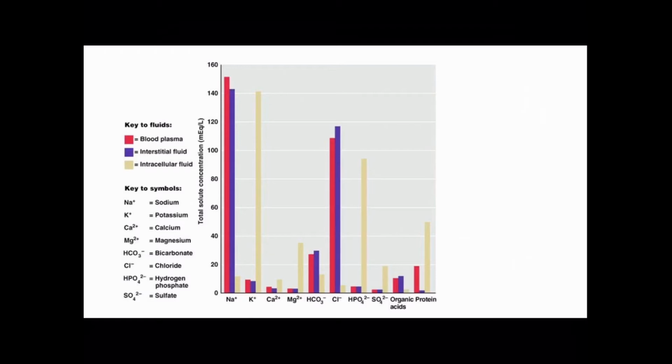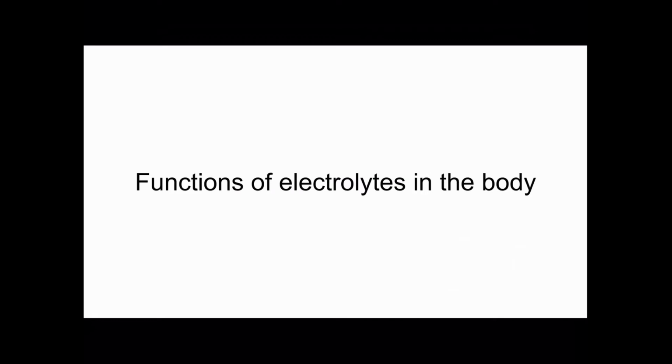Okay, so what we're going to look at here are the four functions of electrolytes in the body. So why do we have electrolytes? Why is it so important that, number one, we have electrolytes at all in the fluids of our body, and number two, why is it so important that we keep them at specific distinct levels within the different fluids, and why are the different fluids different from each other?